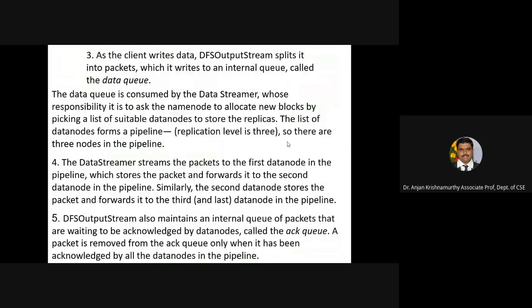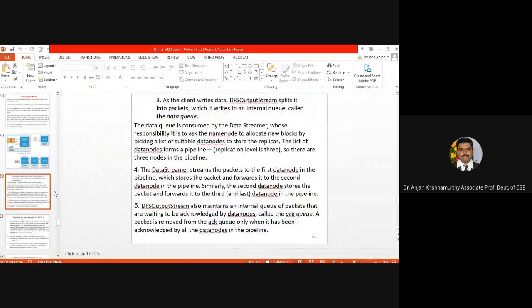To elaborate, when the client starts writing data into the DFS file output stream, an internal queue is created. This internal queue is called the data queue, where the packets are housed so that they can go out of the data stream and into the data nodes for writing, right?